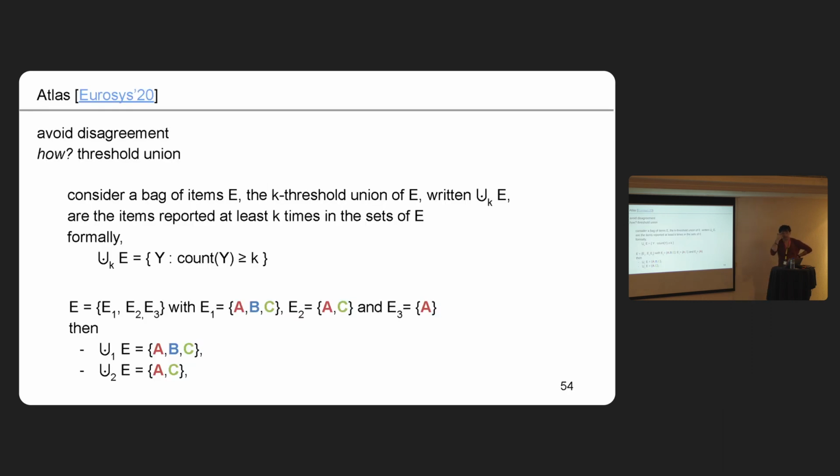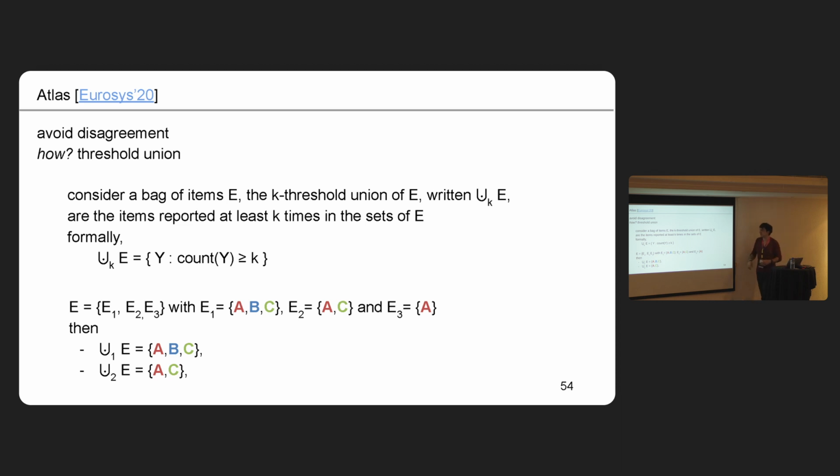Okay, so this is another protocol, and one of the ideas is to avoid disagreement, and so to avoid the problem of conflicting commands, okay? So we don't want to go through the slow path. We want to avoid the slow path. And the idea of this protocol that is called Atlas is that we're going to make some assumption on the failures to ensure that, if they hold, we can avoid the disagreement. And it is based on this notion of what is called a threshold union.